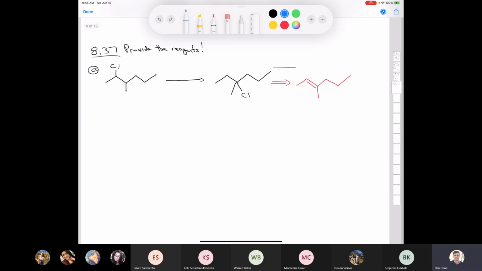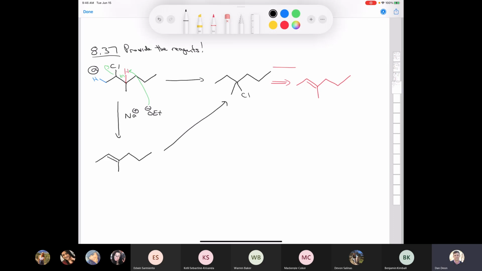Well, there's 2 types of beta protons, right? I have these beta protons in blue, but I also have this beta proton in red. If I want to pull off the beta proton in red, I'm going to use an unhindered base to give me the Zaitsev alkene. So what I'm going to do is treat this with sodium ethoxide. Okay, that's going to do the elimination where I abstract this proton, form the double bond, lose the leaving group, and that's going to give me that alkene that I wanted.